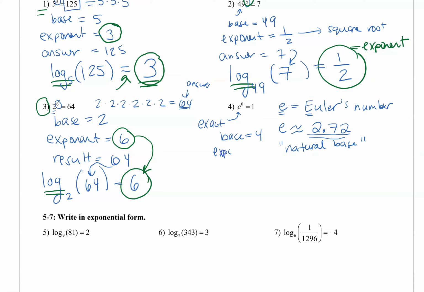The exponent is 0, and the result, or the answer of raising e to the power of 0, is 1. In fact, any number, including an irrational number, raised to the power of 0 is equal to 1. So if I write it in logarithmic form, e would be my subscript. 1 would go inside, because that's the answer to the exponential equation, and then the log equals the exponent.